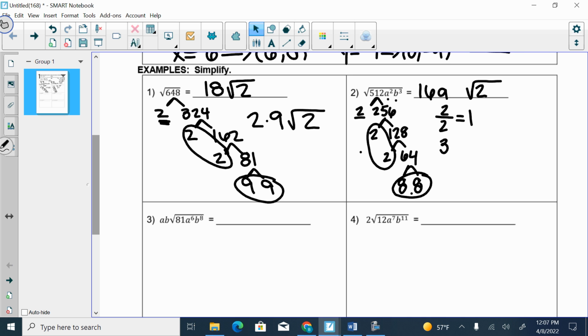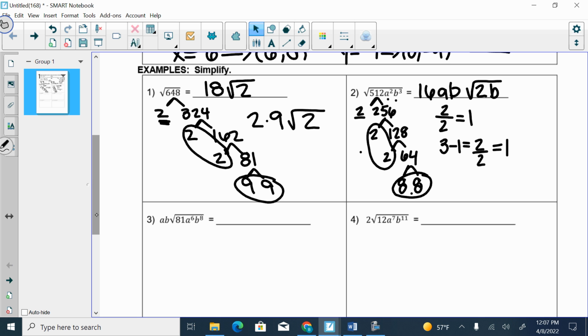So what do I do if my exponent is odd? What do we do first? Subtract 1, then divide by 2. There we go. So because it's odd, we subtract 1, which would give us 2, and then we divide by 2. And again, 2 divided by 2 is 1, so I get to take out 1b, but because it's odd, what did we have? 1 remainder, so I have to leave 1b underneath there.